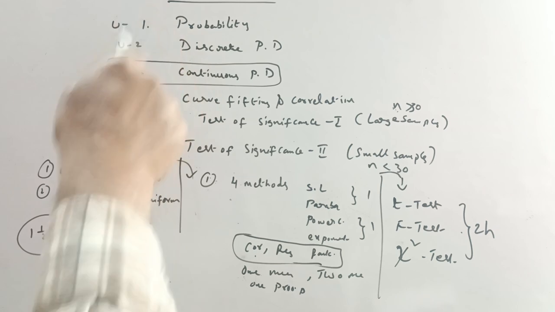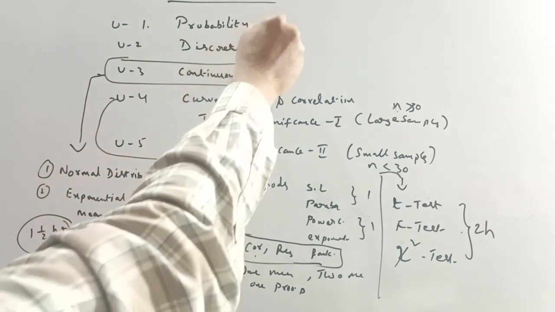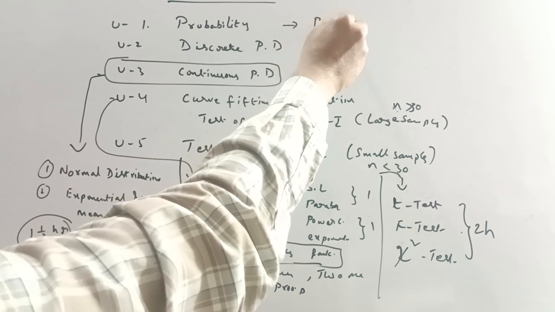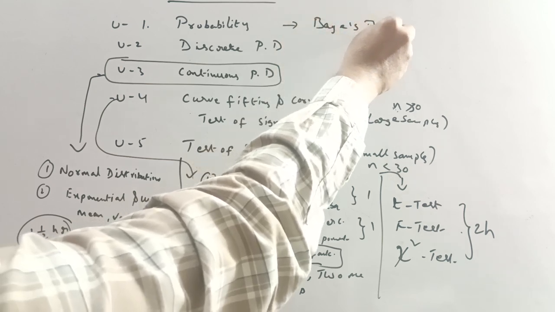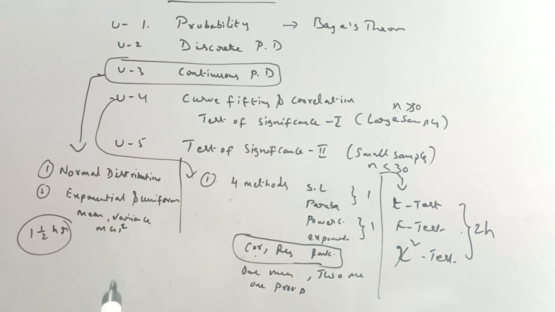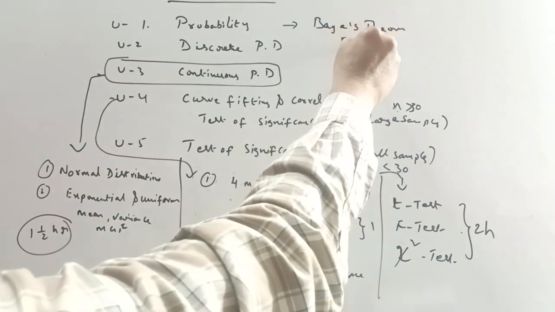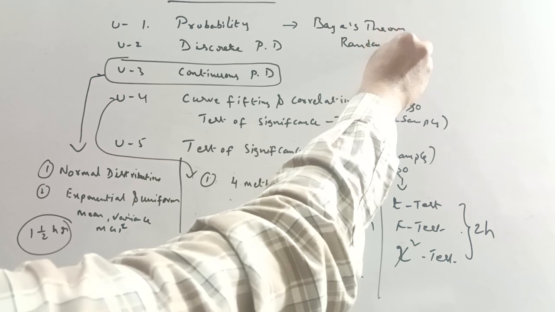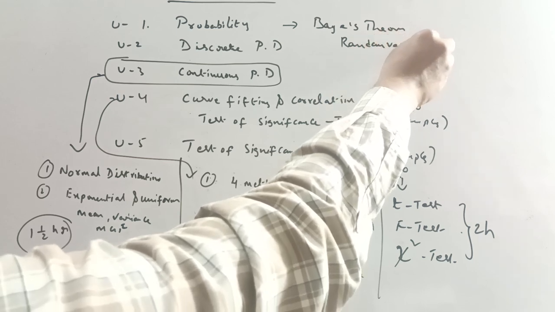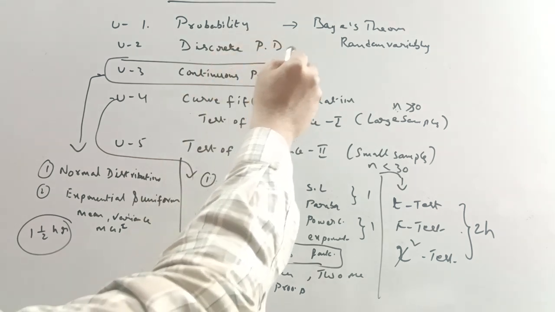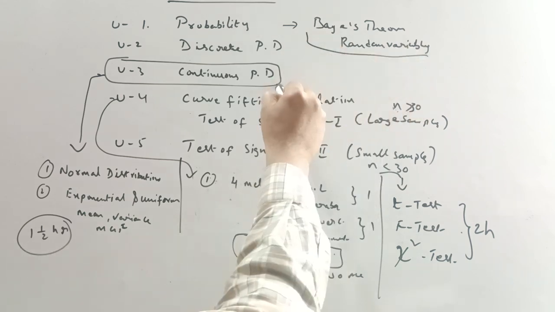Then after that, if you are able to complete these 3 units, then you go to unit 1 or unit 2, your wish. If you want to learn from unit 1, you can do Bayes theorem, or if you want problems, problems on Bayes theorem, or else random variables problems are there. If you have enough time, you can go to Bayes theorem problems or random variables, or you can learn Bayes theorem also.